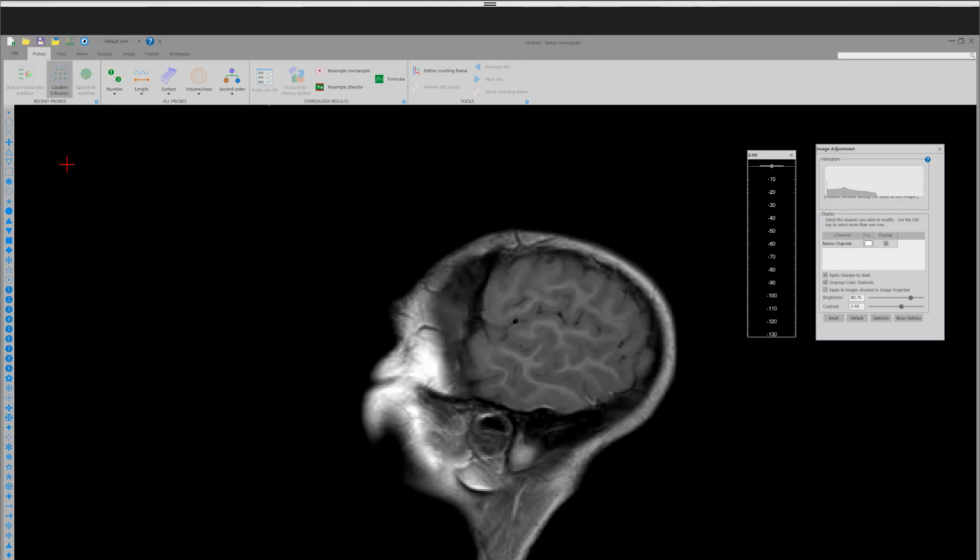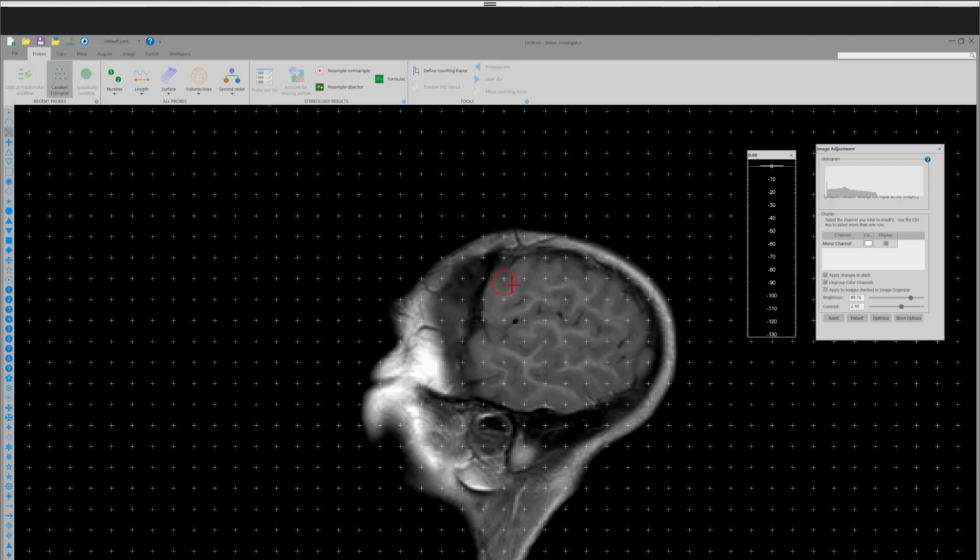So when I say OK, I get my points here, and it's very easy to mark points for volume in our program. That's just an example of how, I'm not going to do the whole probe, but this shows that we can use MRI stacks, and we can do things like estimate volume.